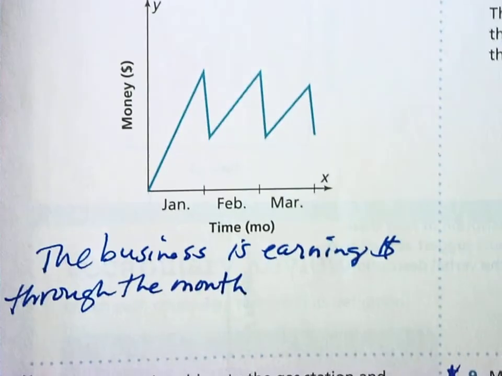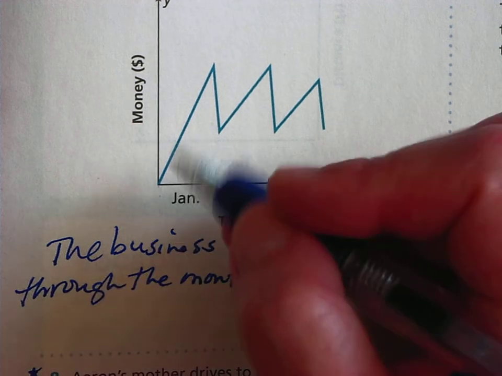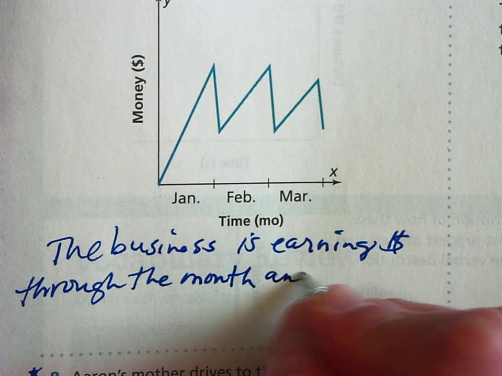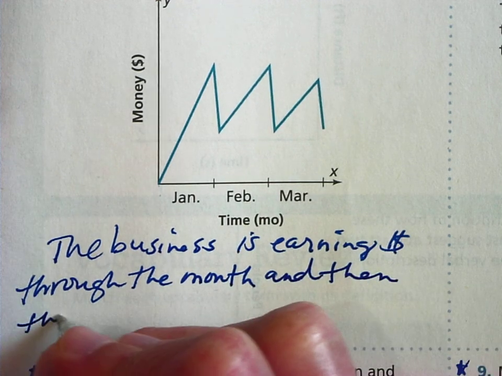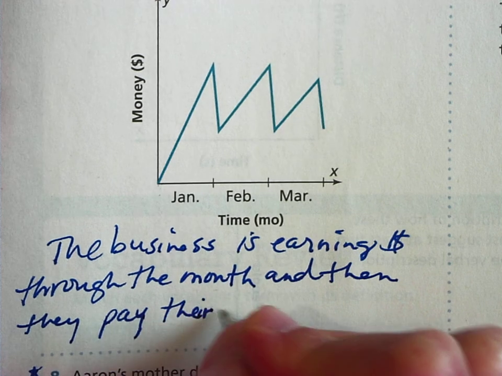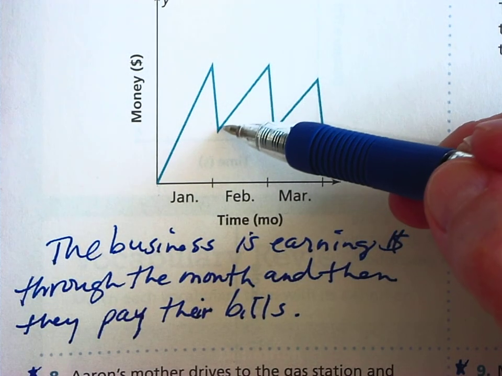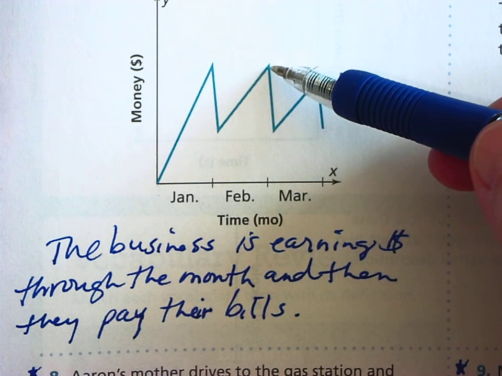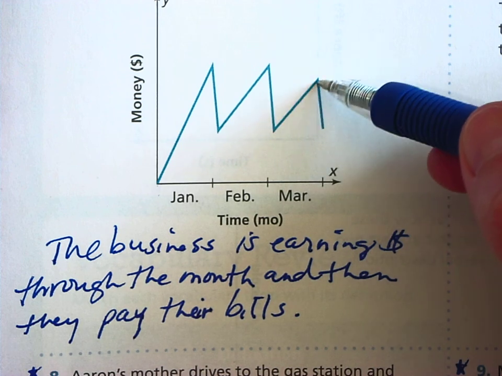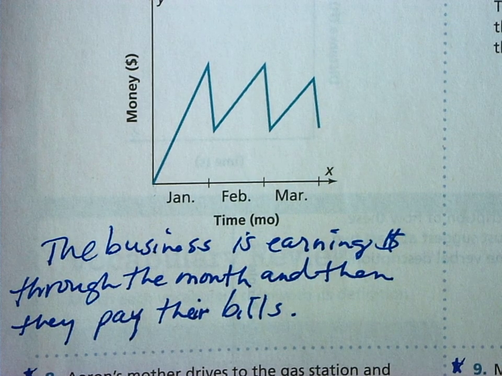Well, probably they have to pay their operating costs. Maybe they have to pay their bills at the end of the month. So this looks like at the end of the month, their money goes down. And then they pay their bills. And then that process keeps repeating, and then they start earning back that money throughout the month, and then they have to pay their bills again. So that would probably be a good description of that graph.